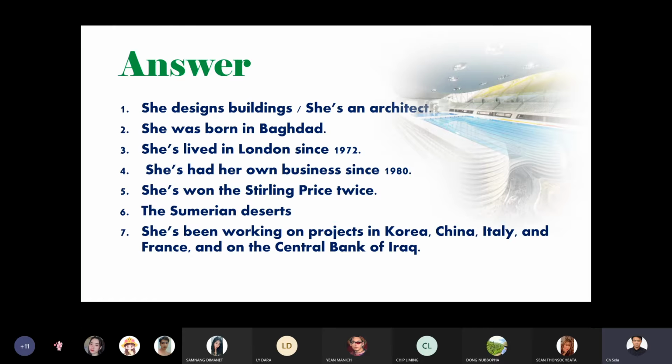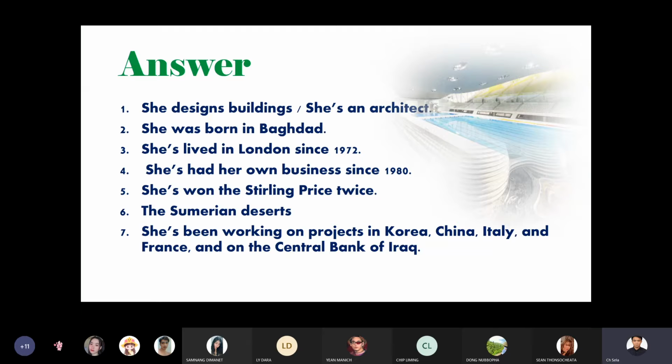Okay, number one, she designs buildings, or you can say she's an architect. Number two, she was born in Baghdad. Number three, she has lived in London since 1972. Number four, she has had her own business since 1980. Number five, she won the Stirling Prize twice. Number six, the Sumerian deserts. Number seven, she has been working on projects in Korea, China, Italy, and France, and on the Central Bank of Iraq.